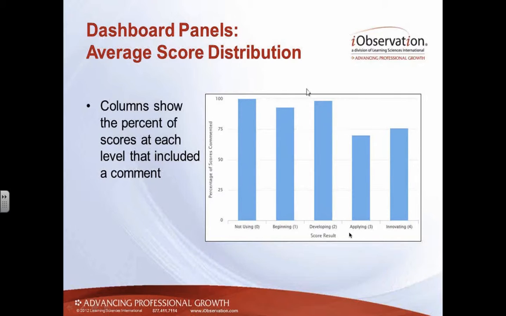probably is a nice high percentage of comments at the lower score level, indicating that when observers gave a lower score, they told somebody why they gave them that lower score to help them improve their practice. And then typically you might see some lower percentages here for the higher level scores where feedback may not be as necessary. But again, this will depend on the policies in your own school district.